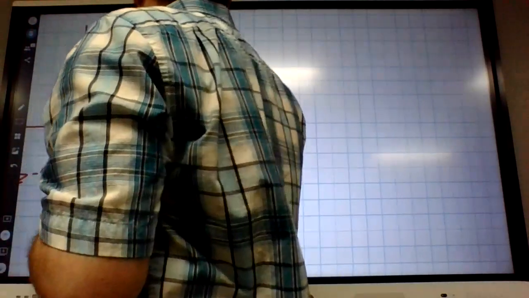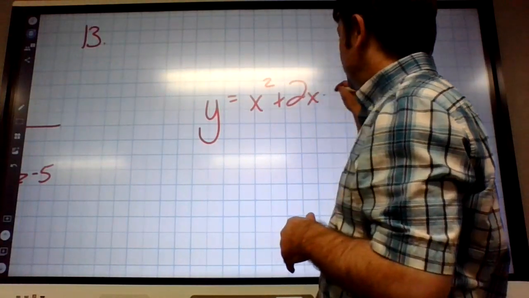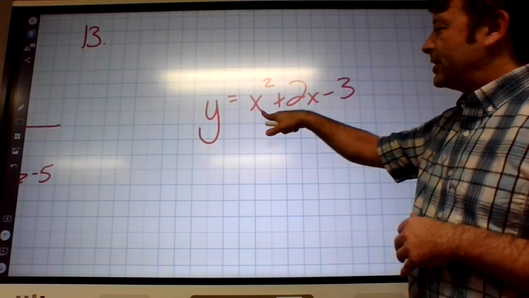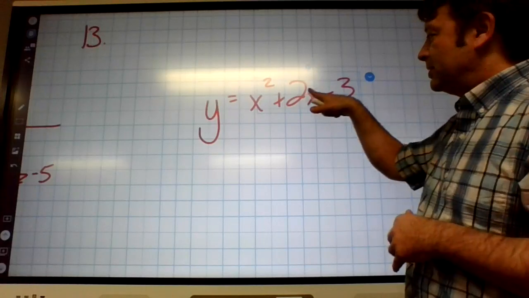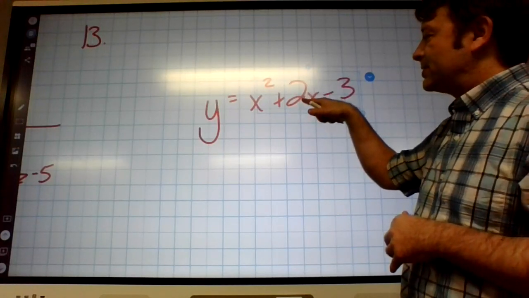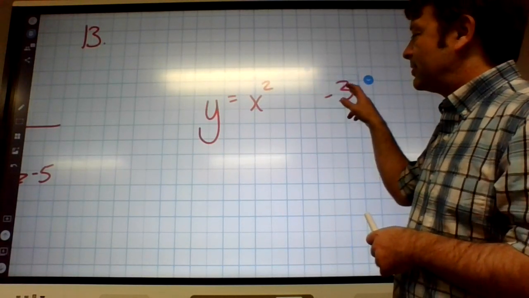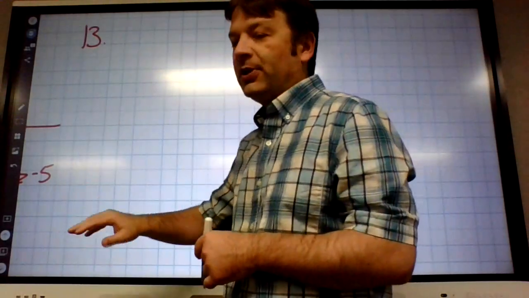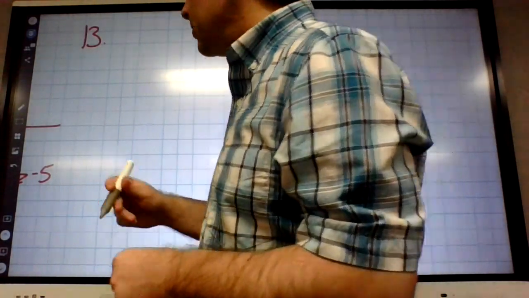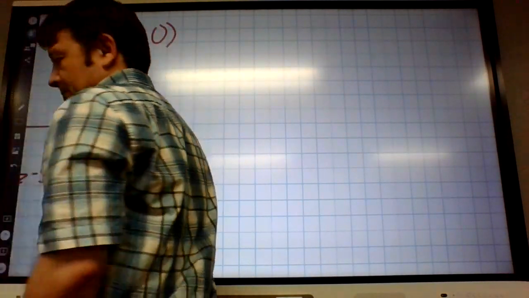Most equations are going to look like this, and the vertex is not down 3. This kind of messes with it. It's more complicated. But when there's just a -3 right there, the vertex is just down 3. Okay, anyways, on 13, the vertex is not moved. So it's at 0, 0.